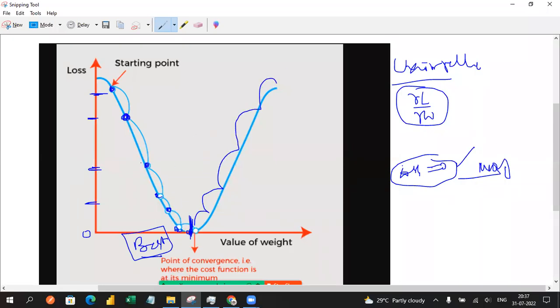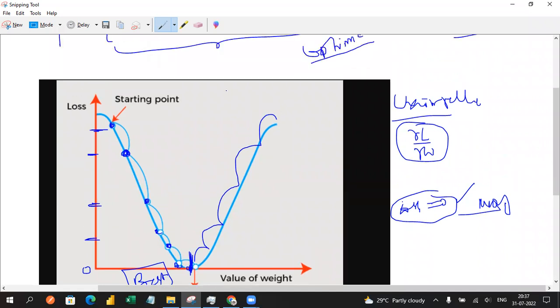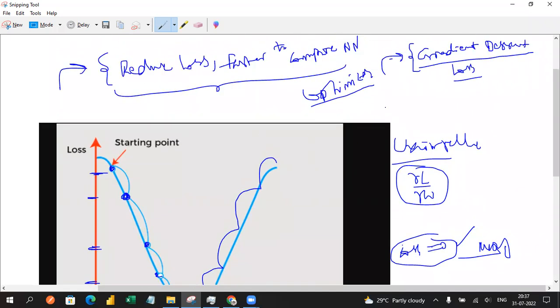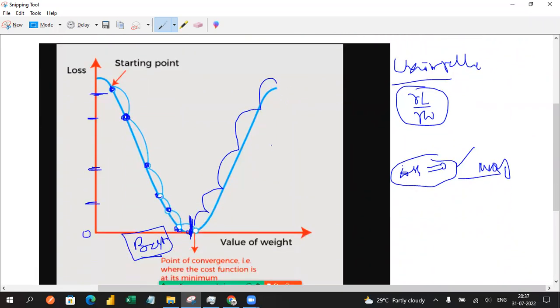So what exactly we had to take away from gradient descent is that we need to analyze the weights that are going to be updated. We eventually calculate the loss up to the global minima, to the convergence of your cost function. So that is the takeaway from gradient descent.